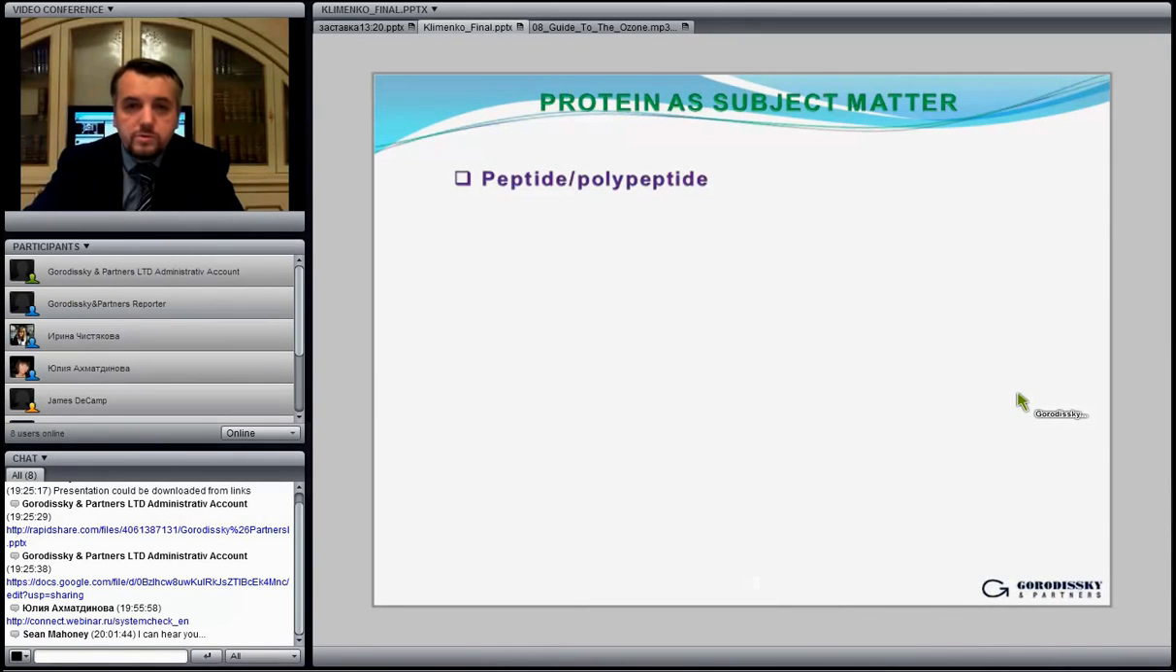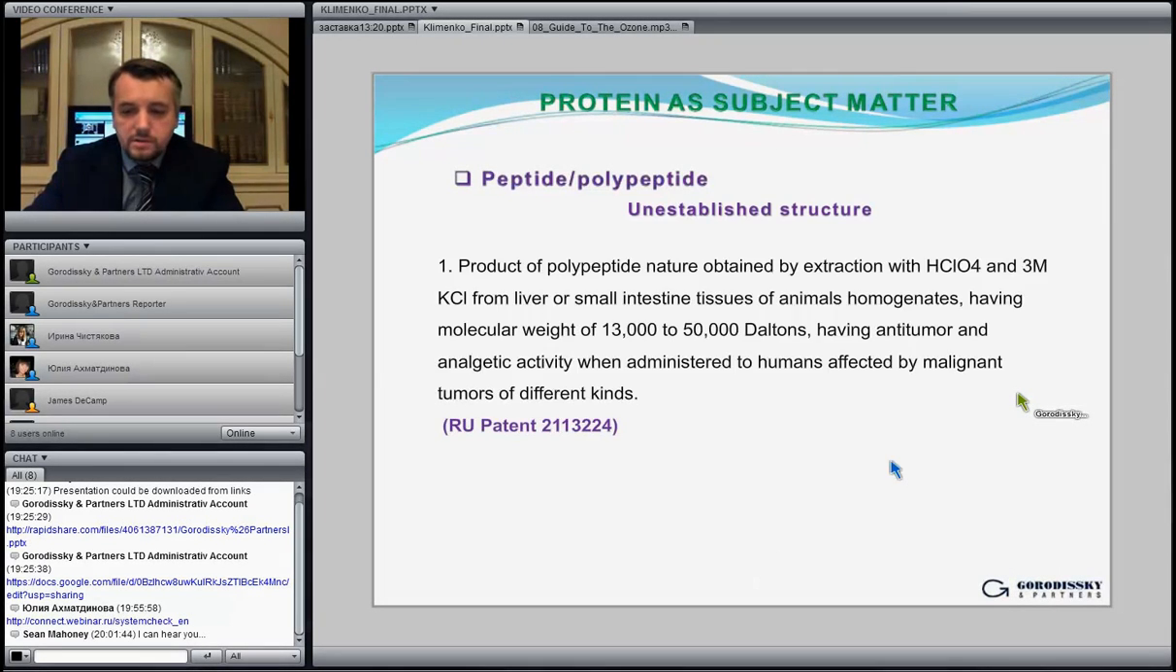If, however, we do not know the sequence, we can still get a patent. In this particular case, from a real patent, the inventor has extracted the protein from the tissue. The protein was found to have an anti-tumor and analgesic activity when administered to humans, and it actually affects the tumors in a beneficial way.